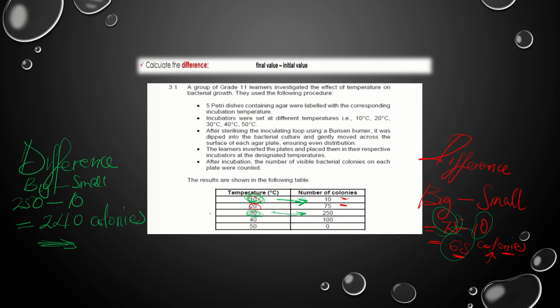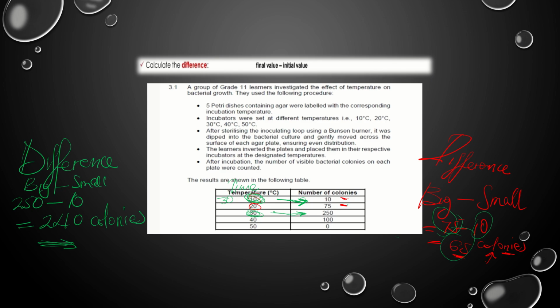It does not matter which data they give you, you just say big value minus small value within the intervals that you're given, and then you get the answer. Let's take, for example, time versus the number of colonies. We no longer measure the degrees. We look at the time now.